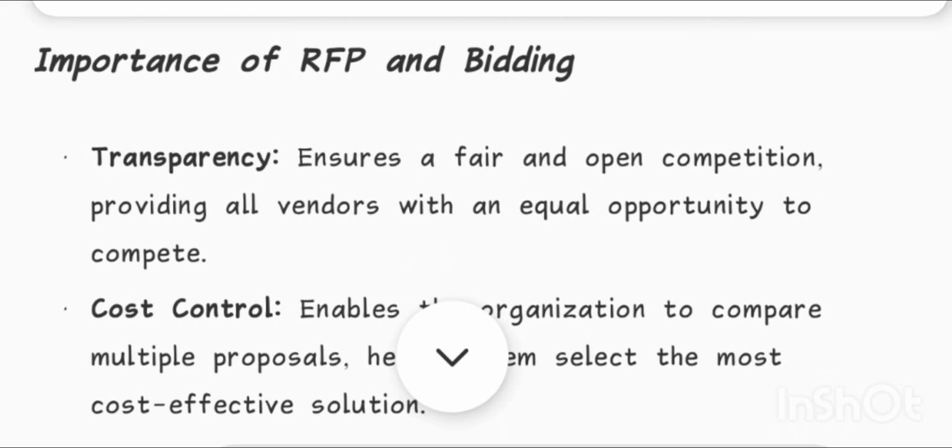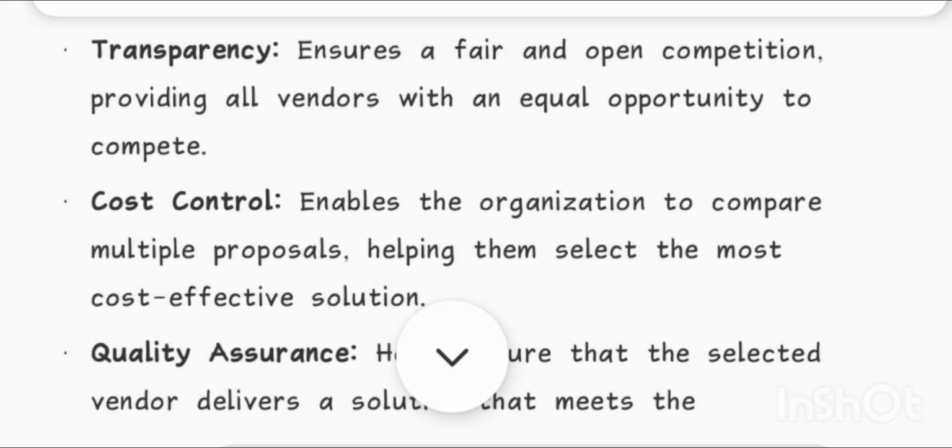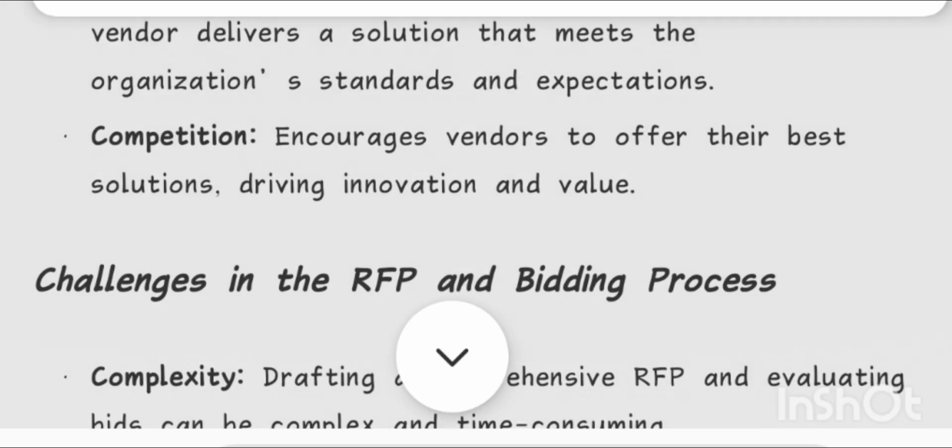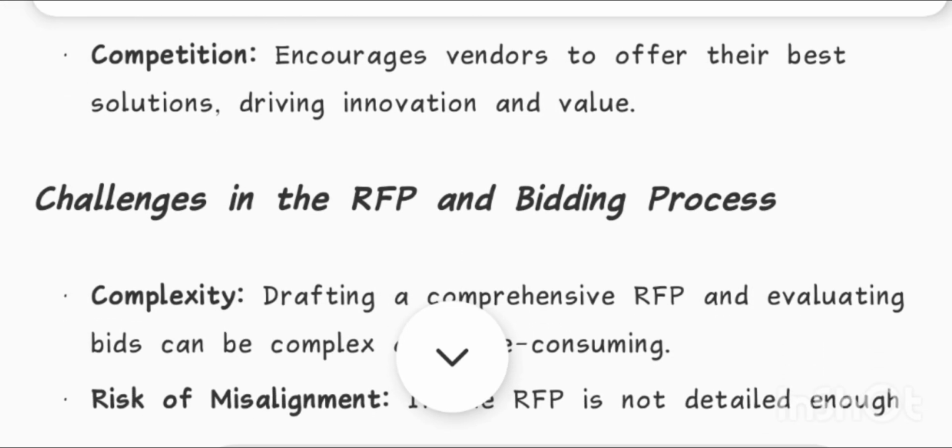Importance of RFP and bidding. Transparency ensures a fair and open competition, providing all vendors with an equal opportunity to compete. Cost control enables the organization to compare multiple proposals, helping them select the most cost-effective solution. Quality assurance helps ensure that the selected vendor delivers a solution that meets the organization's standards and expectations. Competition encourages vendors to offer their best solutions, driving innovation and value.